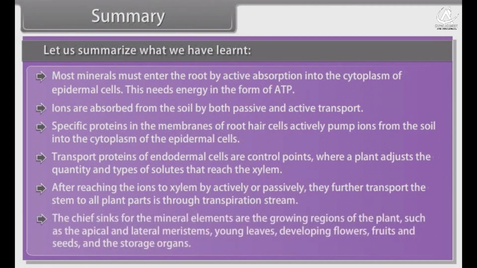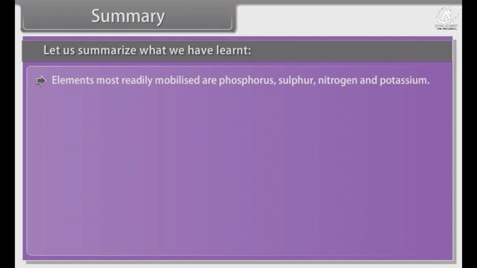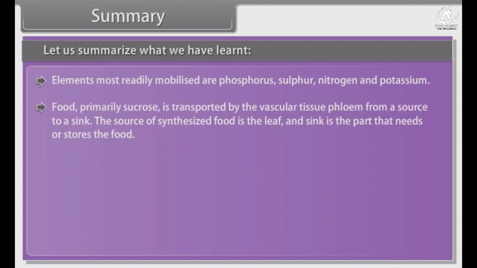The chief sinks for the mineral elements are the growing regions of the plant, such as the apical and lateral meristems, young leaves, developing flowers, fruits and seeds, and the storage organs. Elements most readily mobilized are phosphorus, sulfur, nitrogen and potassium. Food, primarily sucrose, is transported by the vascular tissue phloem from a source to a sink. The source of synthesized food is the leaf, and the sink is the part that needs or stores the food.